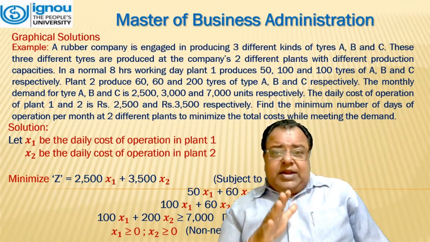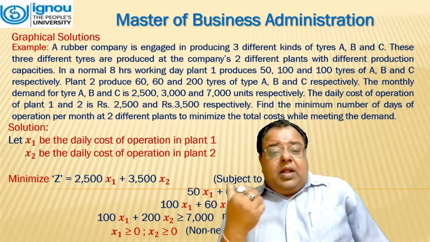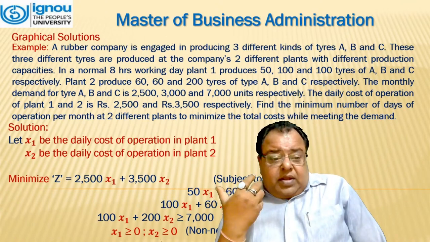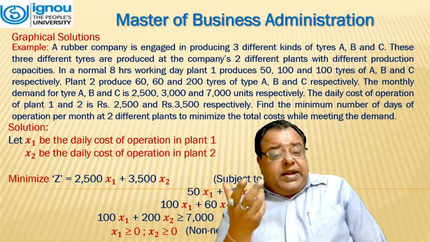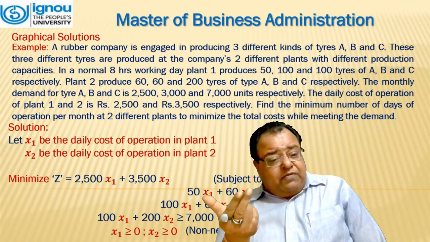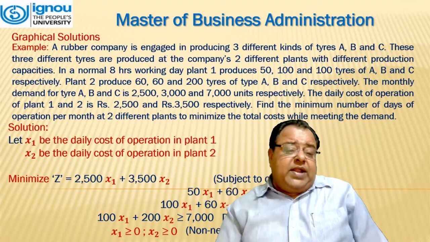As we have already discussed, it is represented by capital Z equal to... Now, the problem is related to daily cost. That means daily cost into number of your daily cost of operation for the plant. That means we will be converting this.